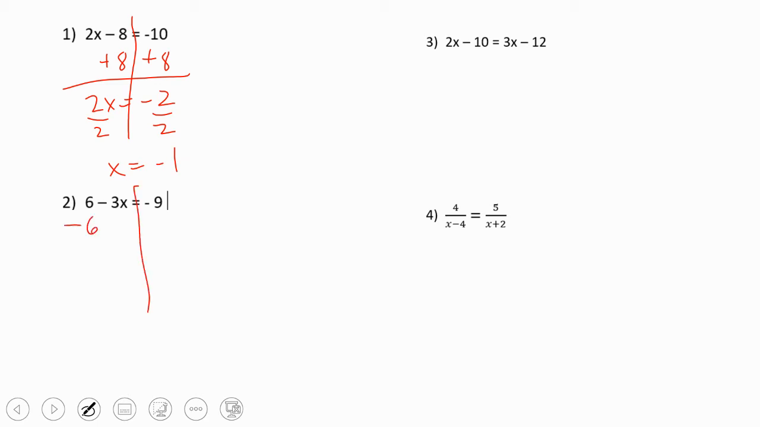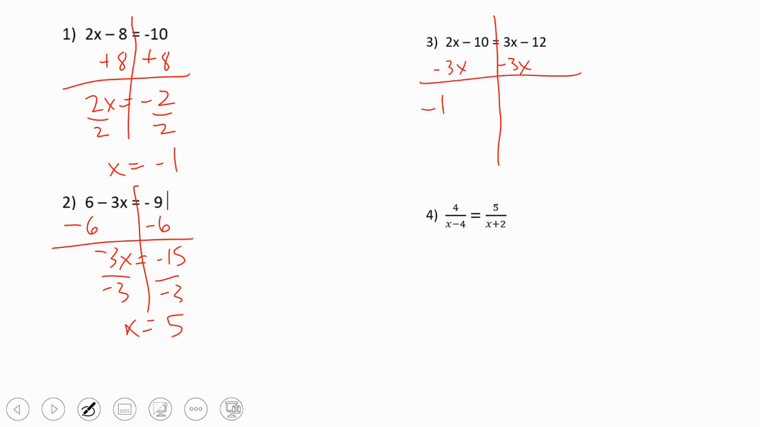Second one, two-step equation. Be careful, don't forget to bring down the -3. And then divide by -3. Third one is not a two-step, but we can turn it into that by bringing the x over. And then it's a two-step equation. Add 10 and divide by -1.